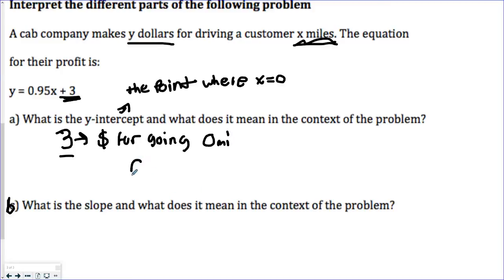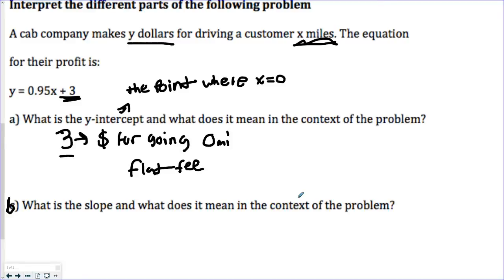Or put another way, it's the flat fee, or the flat charge, or the one-time cost. So if you just get in the cab and go like 2 feet, you're going to pay at least $3. Or if you get in the cab and just go like 1 inch, you're still going to pay at least $3. That's called the flat fee or the flat charge. And that's usually what the y-intercept represents. The y-intercept represents the flat fee, the flat charge, the one-time cost, or the starting amount.